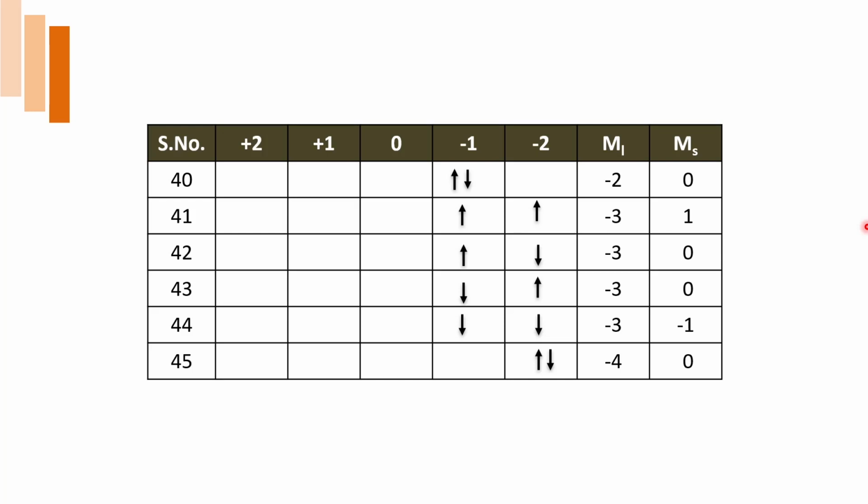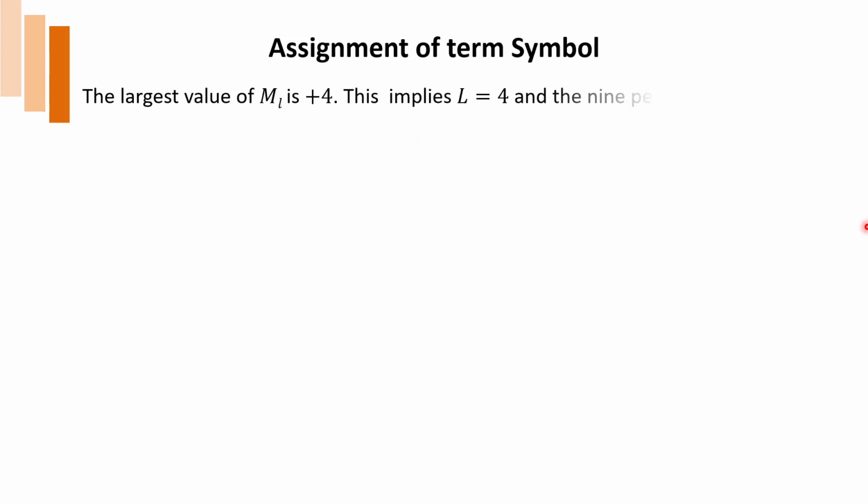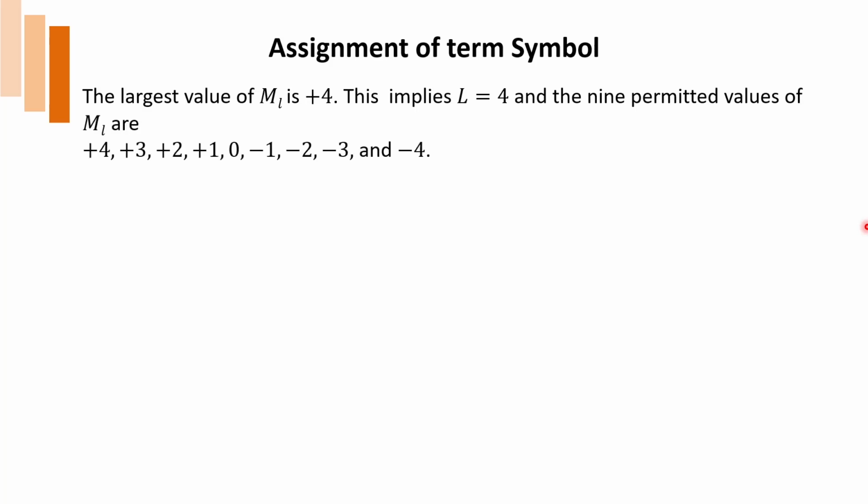Now what to do with this? Let's go ahead. In assigning the term symbols, what we do is we'll first find out what is the largest value of M. We have seen that ML is +4, L is equal to 4. So if L is equal to 4, then the combinations possible as far as the quantum mechanically permitted values are from +4 to -4. There are 9 such values.